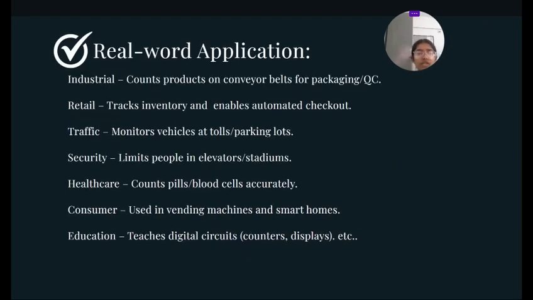Real world applications: industrial, counting products on a conveyor belt for packaging; security, limiting people in elevators and stadiums; healthcare, counting pills and blood cells accurately; also retail, education, consumer. These are real world applications of the digital object counter.